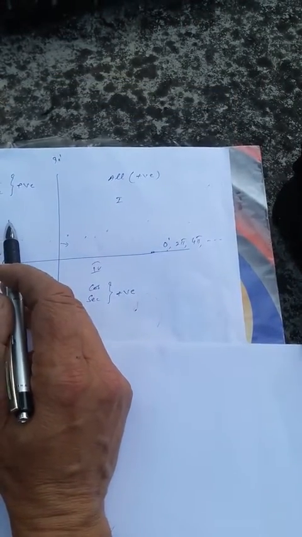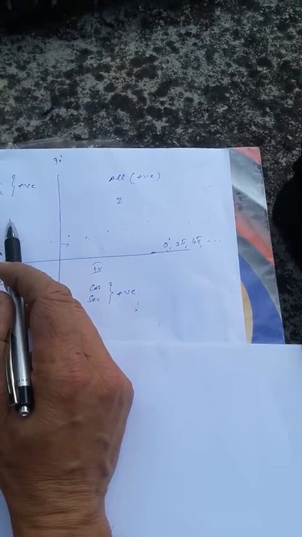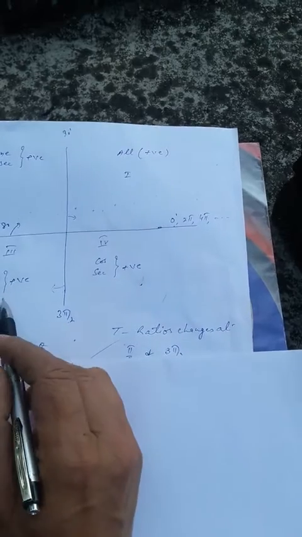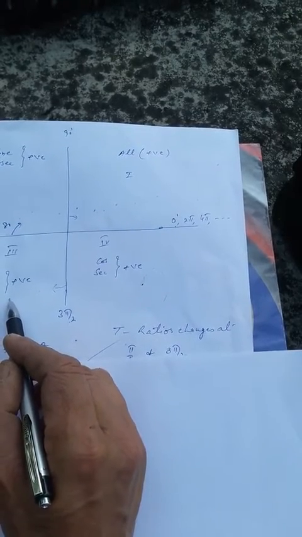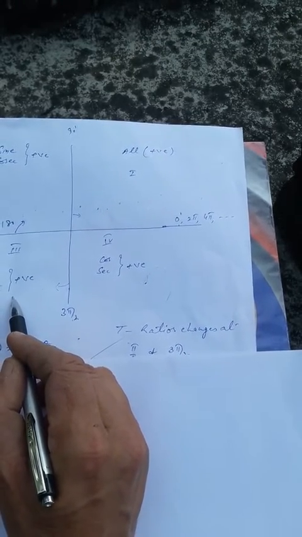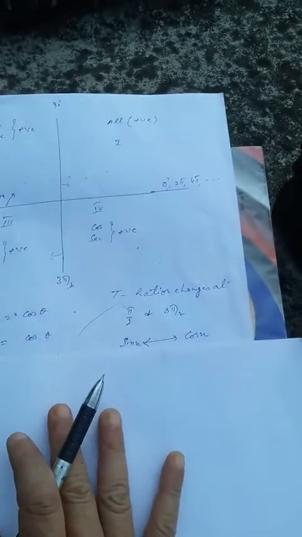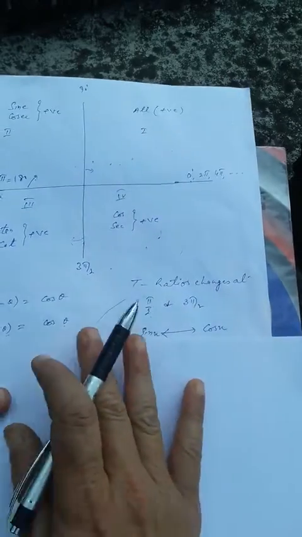The most important thing is to always remember that in the second quadrant only sine and cosecant are positive, and the rest of the t ratios are negative. Similarly in the third quadrant tan and cot are both positive, and the rest are negative. Similarly in the fourth quadrant cos and secant are both positive, and the remaining four t ratios are negative. So this is a very important table. Remember this, students.